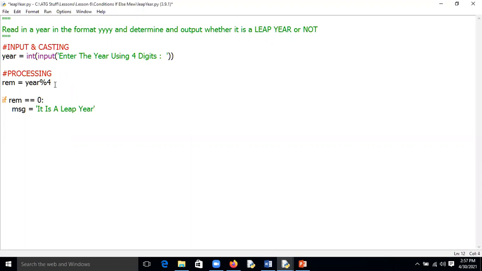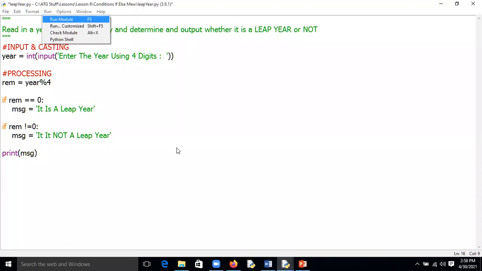All right. And if it does not equal 0, then my message would simply be "it is not a leap year." And like I did in the previous programs, guys, one print statement, and my output is going to be in the variable message.